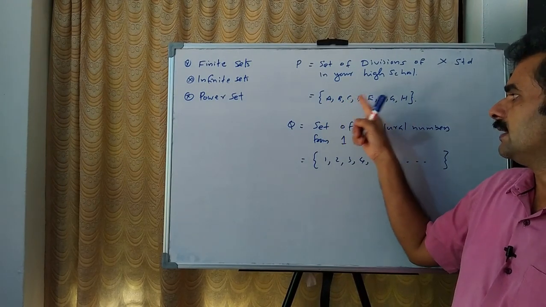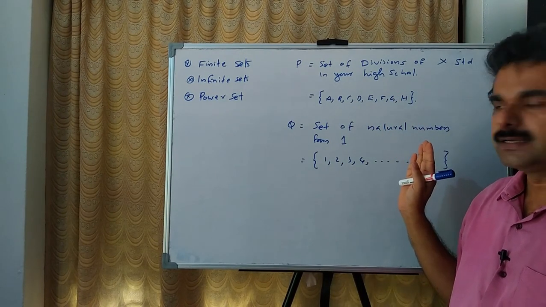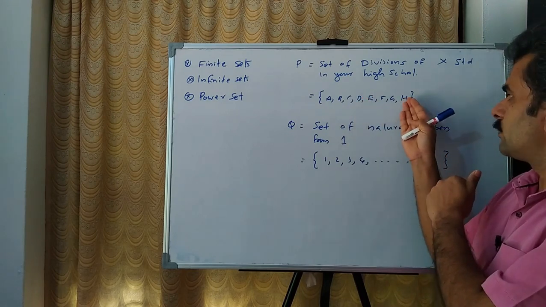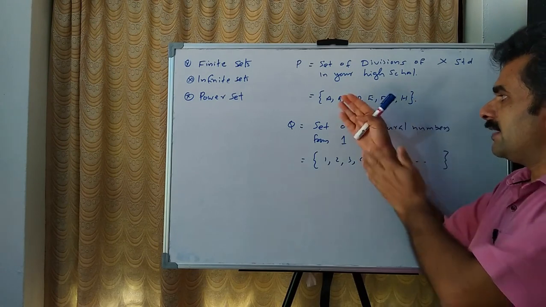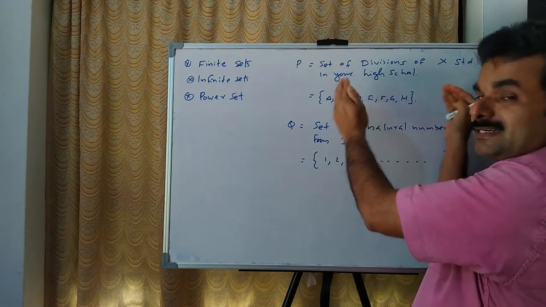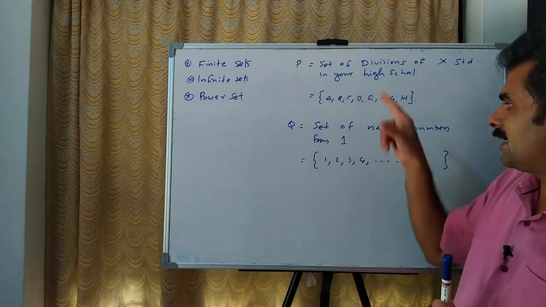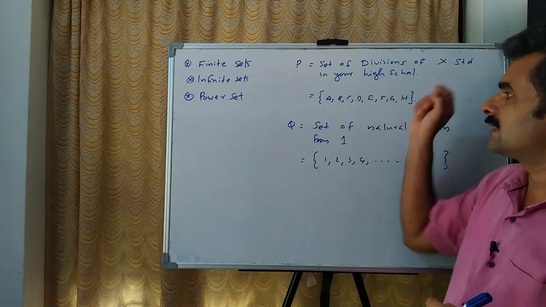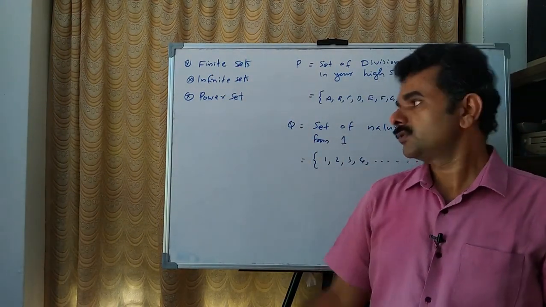Suppose these are the divisions of your 10th standard: 10th A, 10th B, 10th C, 10th D, E, F, G, H. Clear? Some schools have 10th standards up to Z. Anyway, they are limited, or finite. We can count this or understand this, isn't it? So such sets are called finite sets.